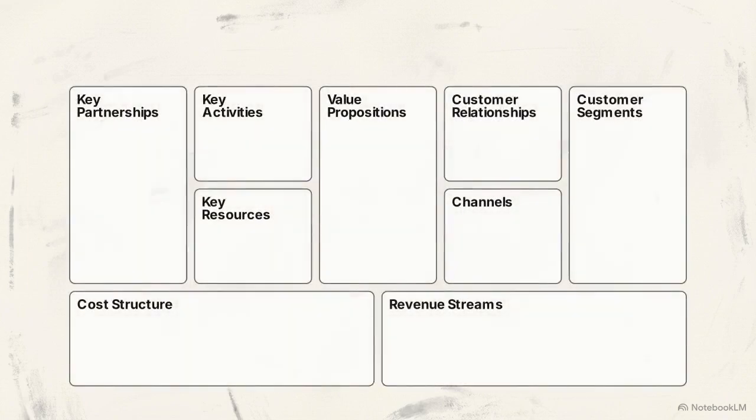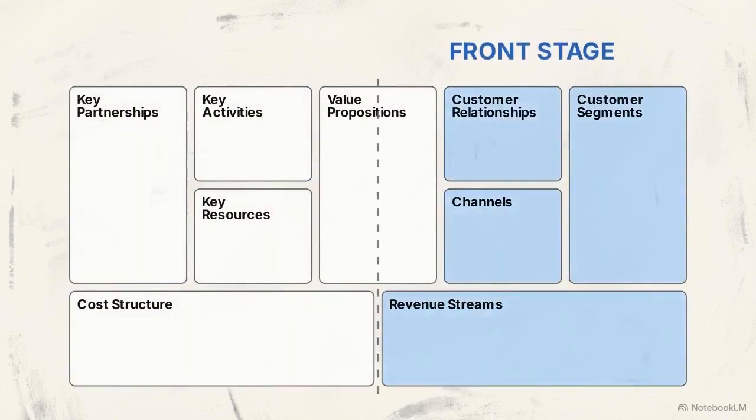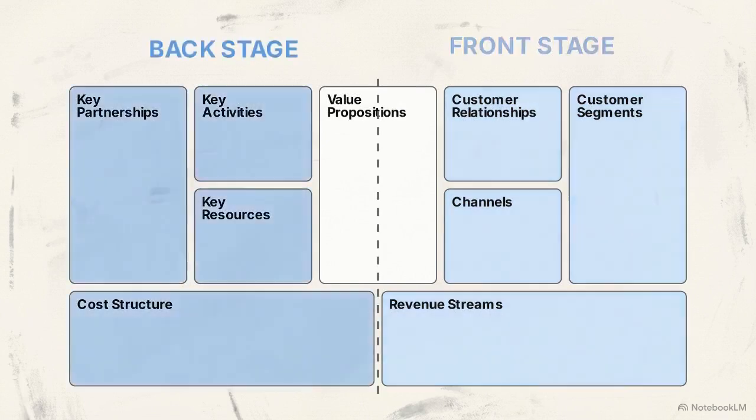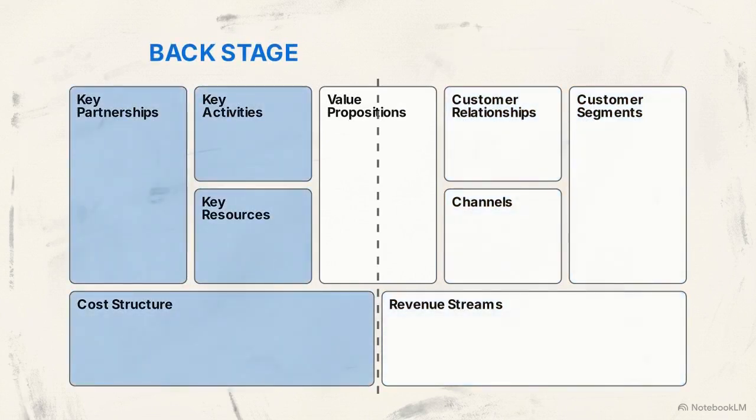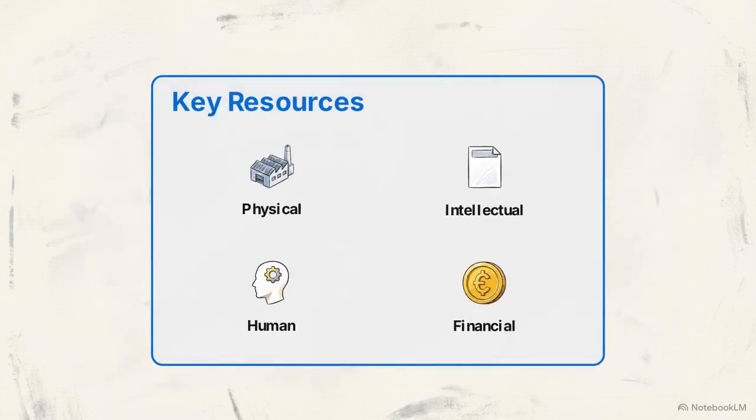Every business operates in two hemispheres. The right side of the business model canvas is your front stage, the promises you make to your customers. The left side is your backstage. It is the operational capability required to keep those promises.